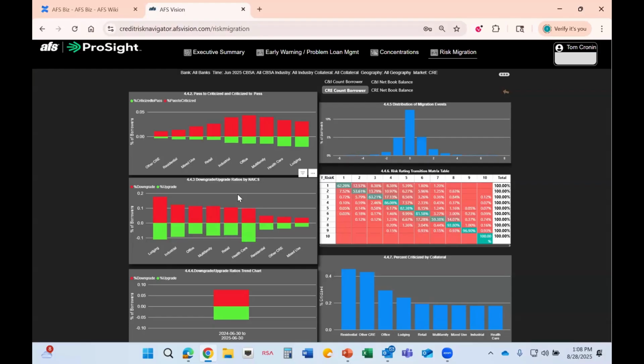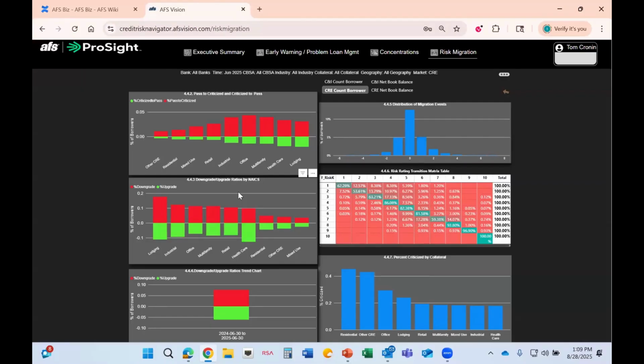If you drop down one chart to the downgrade upgrade, so again, this is the chart that doesn't really care whether you're going from a pass to a criticized category, just any movement at all. 6 property types have downgrades of 10% or more, and only 2 property types have upgrades of 10% or more. And only healthcare has more upgrades than downgrades. Every other property type is showing more downgrades than upgrades. So again, these macro results are indicative of an overall and somewhat significant decline in CRE credit quality.